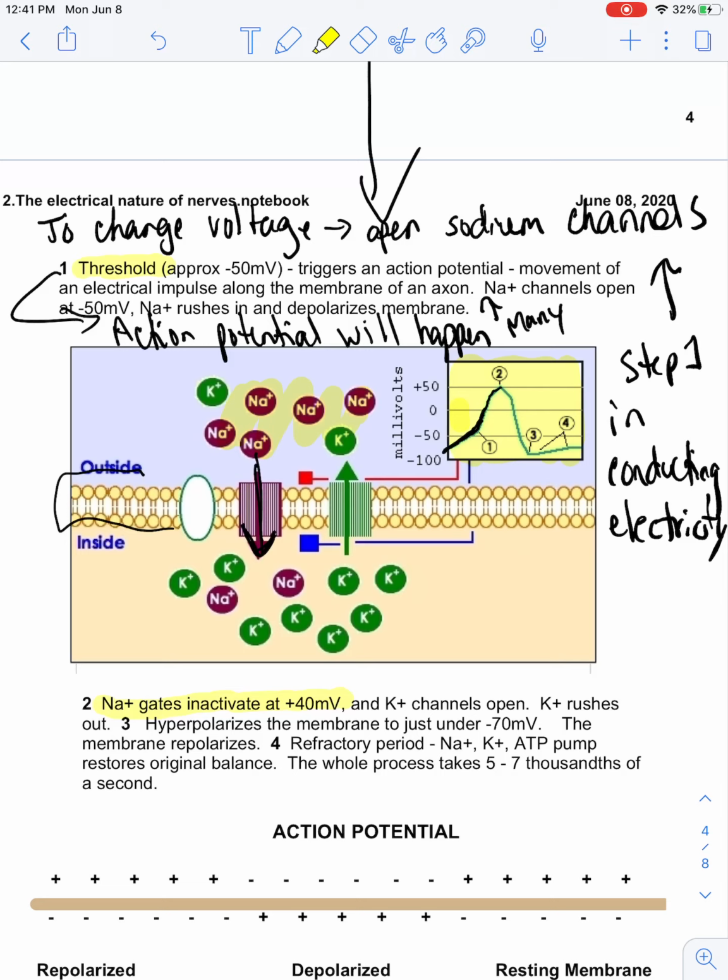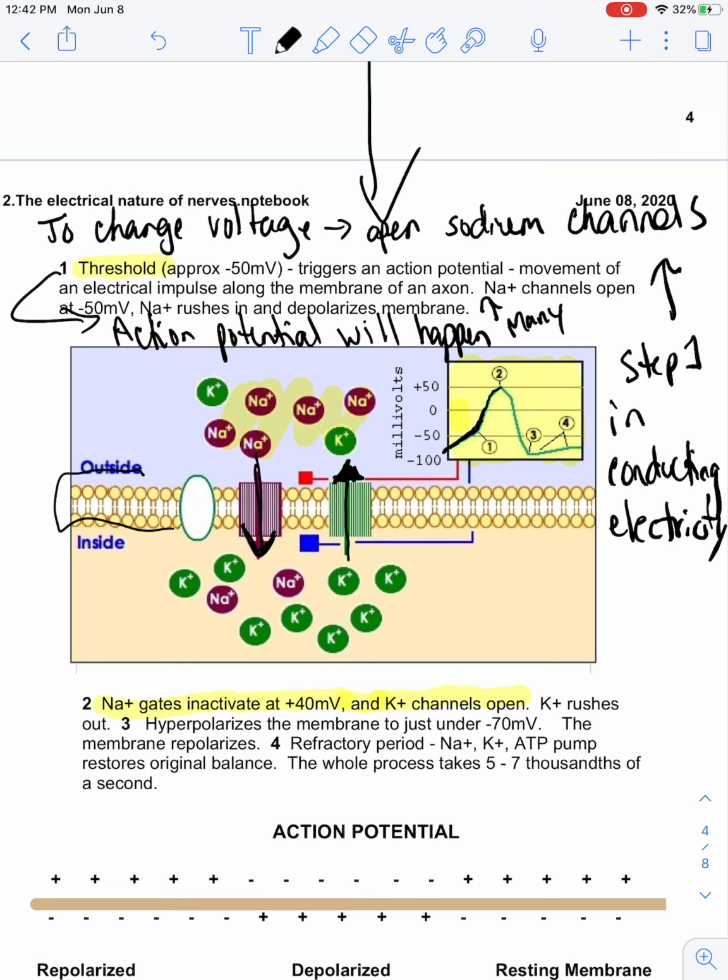And that voltage of +40 in this case will slam shut the sodium and open up the potassium channels. So now, because we have a higher concentration of potassium on the inside, this is just going from high to low concentration, no energy is needed. The potassium will just flow from high concentration to low concentration, out.